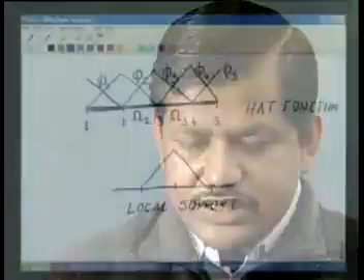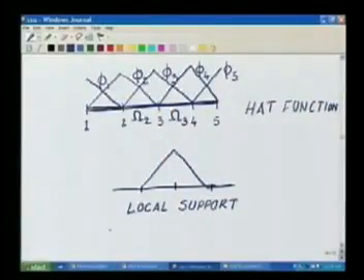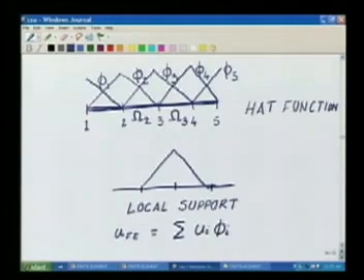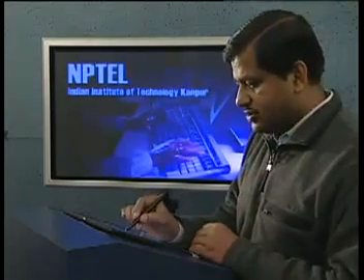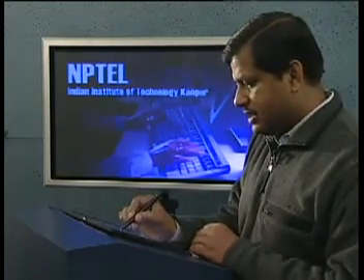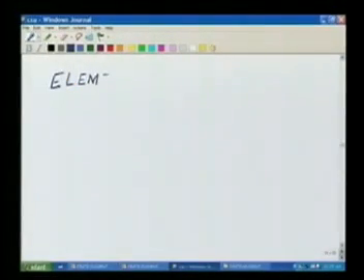Okay, now let us see how we are going to obtain the coefficients of the finite element solution. If you remember, U finite element was the summation of ui phi I. So we still have to find a way by which we can obtain the ui's. That brings us to the next step of the finite element method, which is called element calculation.